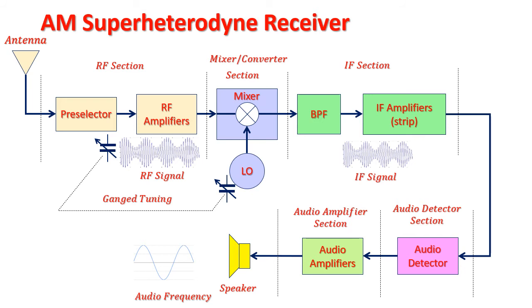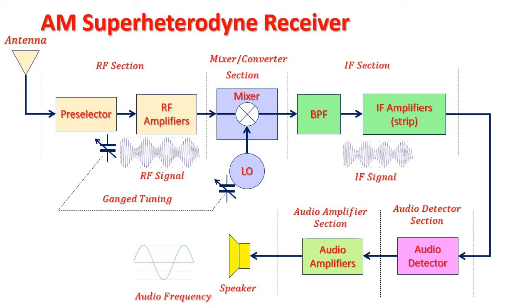Detector section. The detector section converts the IF signal back to the original source information. This is also called the audio detector or second detector. This can be as simple as a diode or as complex as a phase lock loop.